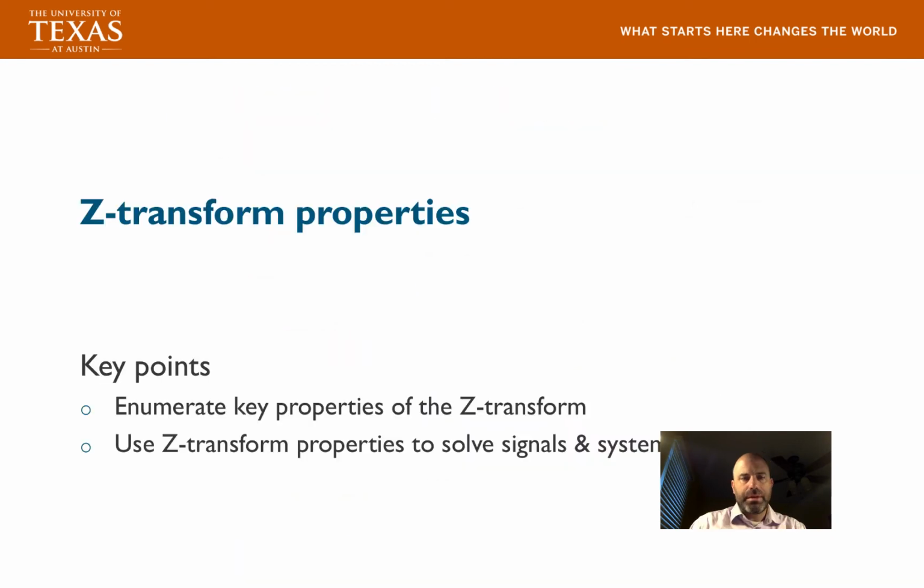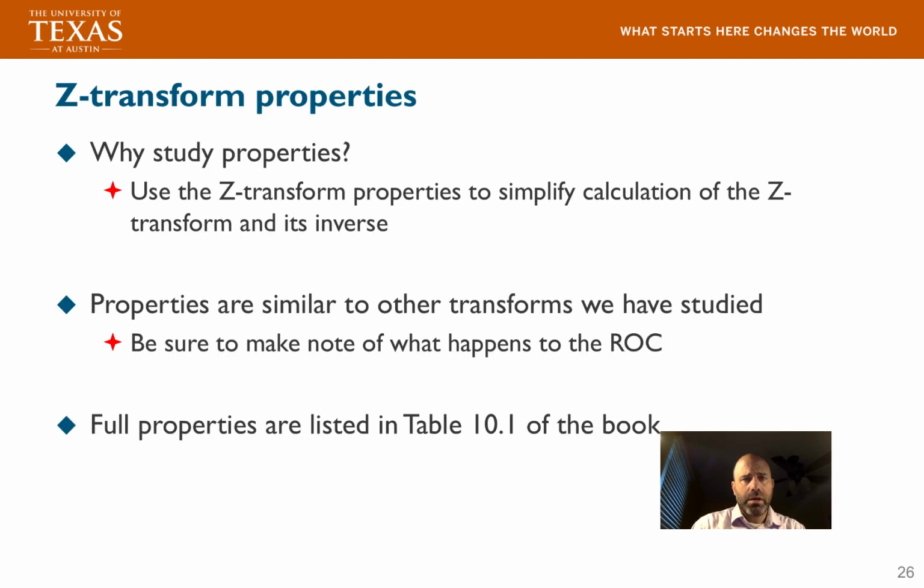So I'm going to conclude the lecture today with a discussion of some z-transform properties. I'm going to enumerate some of the properties and use those to solve the z-transforms for more complicated systems. So why do we use the properties? Well, same reason we always do. It's just to avoid having to do the brute force calculation. The properties are very similar to what we've already done with the DTFT. The only thing is just to pay attention to what happens to the region of convergence. And this you will need from table 10.